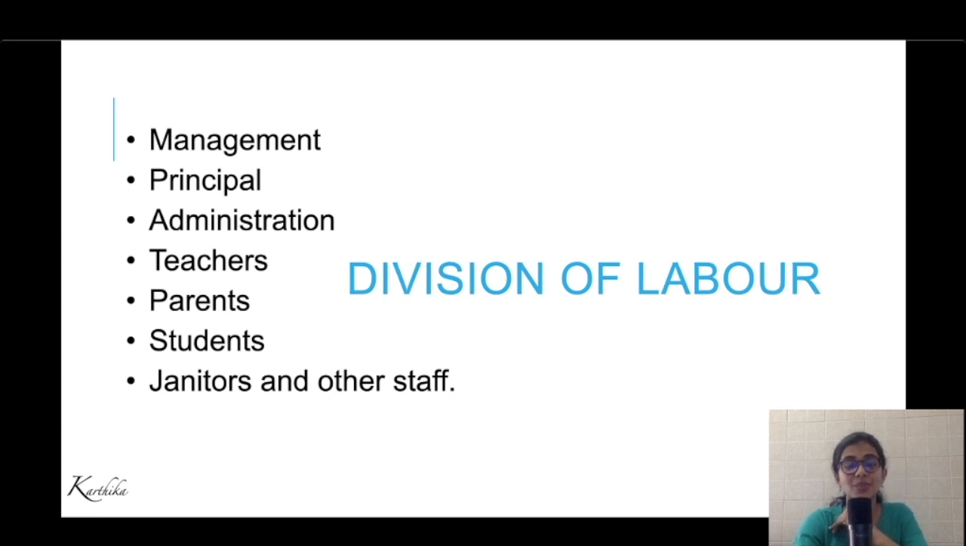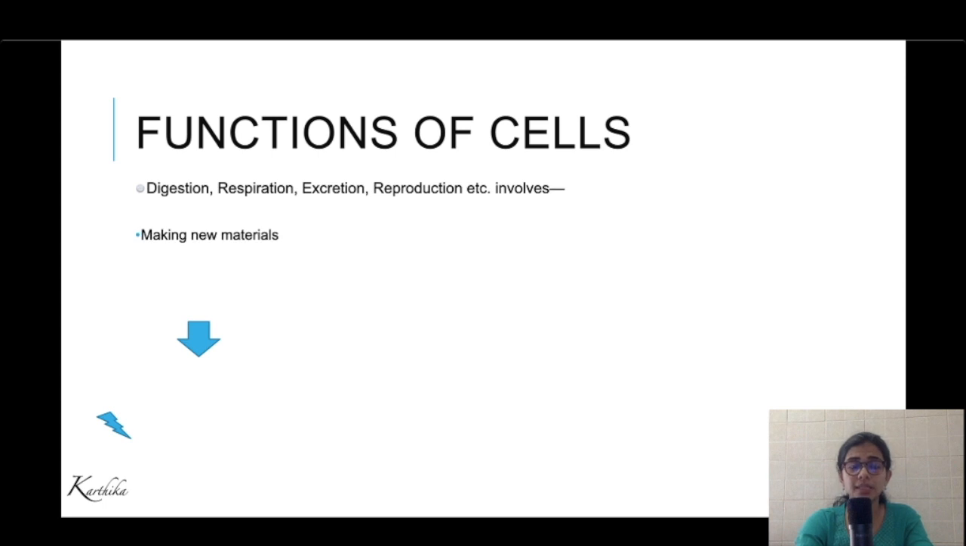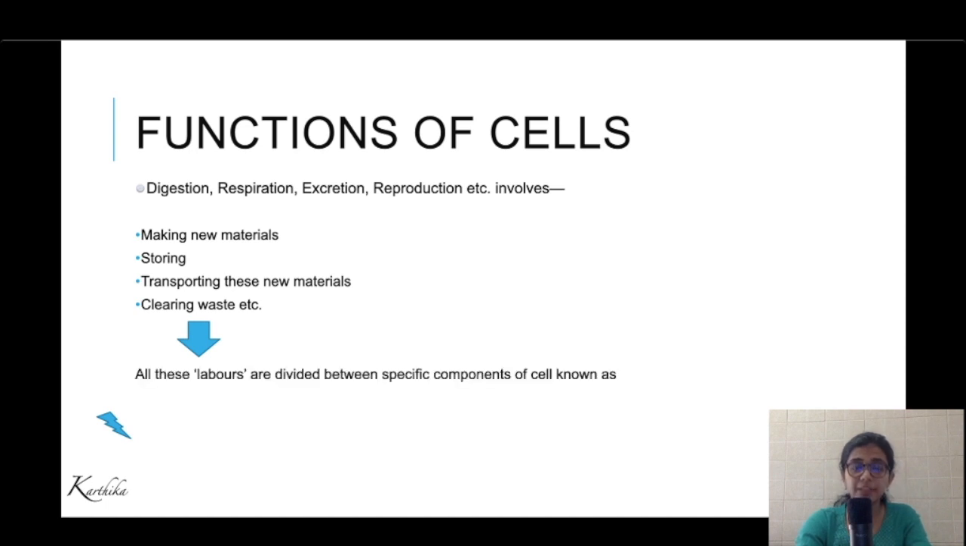This is also present in our cells, because even every single individual cell, as we already saw, has its own functions. All these involve basic steps like making new materials, storing them, transporting them, and clearing the waste from all these processes. And all these functions are divided between specific components inside the cell. Inside the cell there are specific parts, and they are called cell organelles.